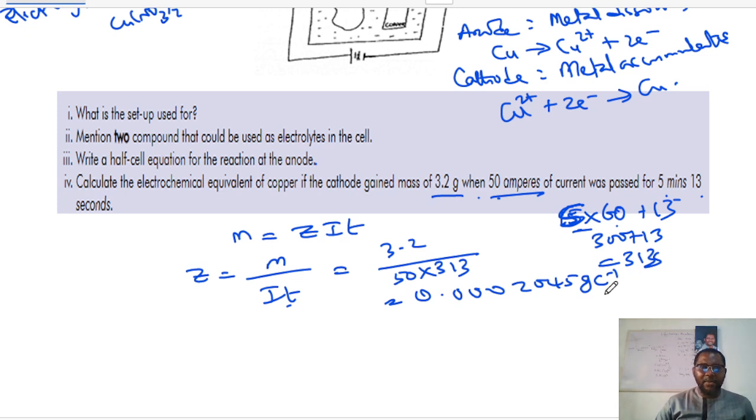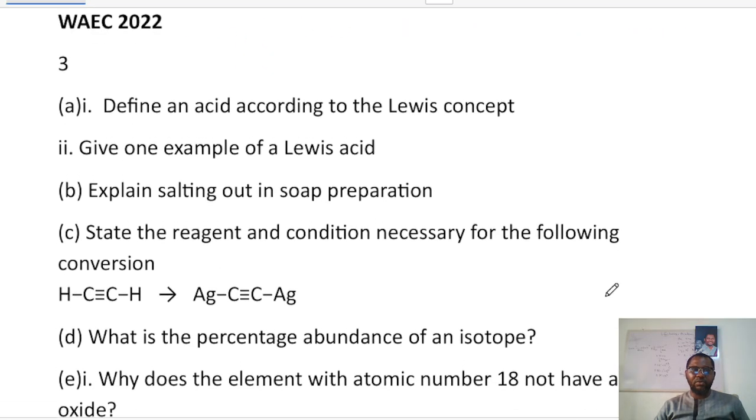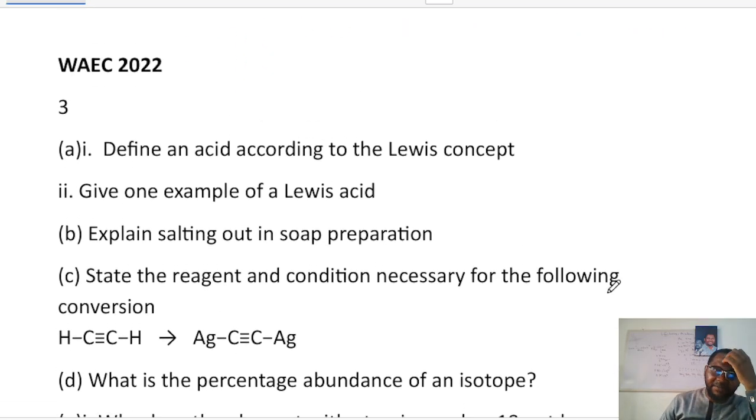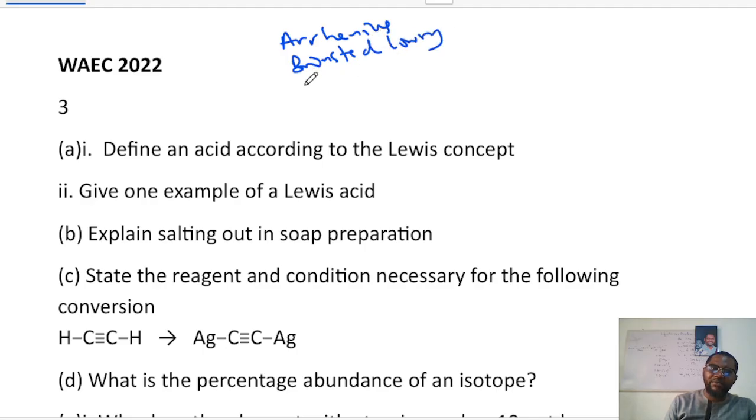Quite easy. Now that leads us to question number 3. The first one says define an acid according to Lewis concept. Now I want to say this, that there are 3 concepts in the definition of acid. We have the Arrhenius concept, the Bronsted-Lowry concept, and then the Lewis concept, the Lewis theory. Now I'm going to quickly run through them.